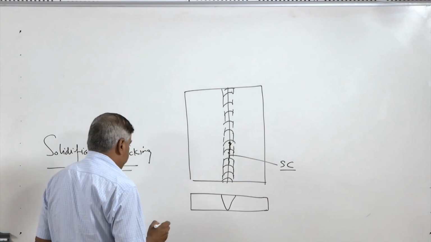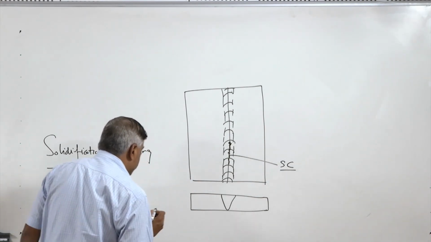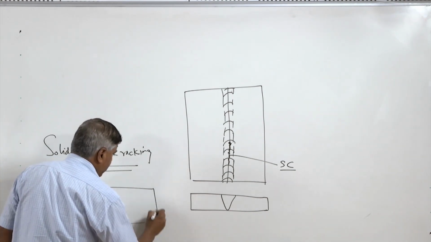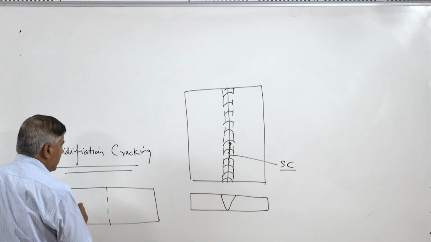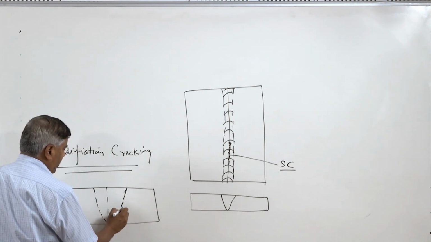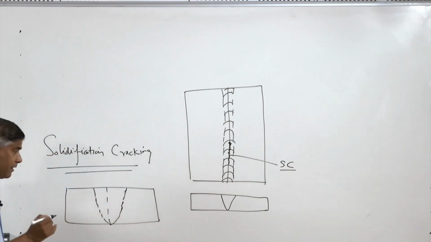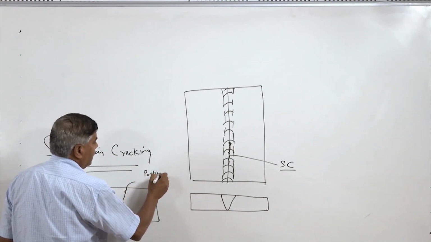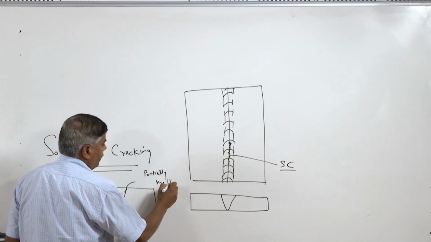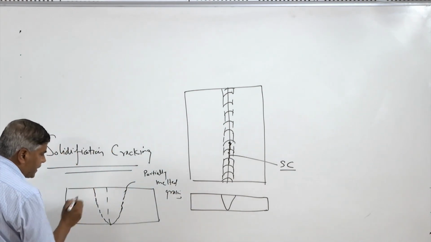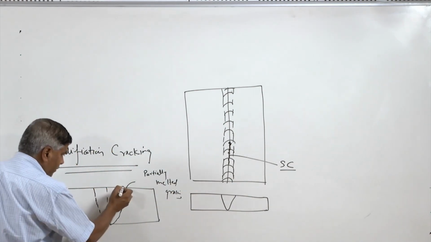So, how does it happen and how does it start? We know that whenever the two plates are to be welded like this, they are fused with the application of heat. So, one fusion boundary is there, and along the fusion boundary we will have partially melted grains. So, solidification starts basically from the fusion boundary.